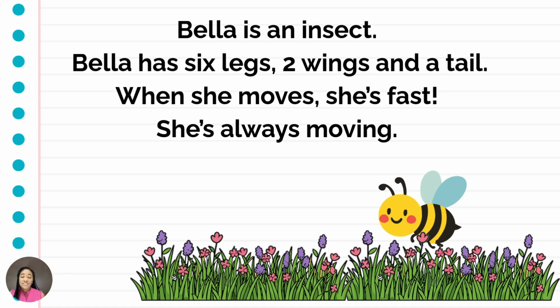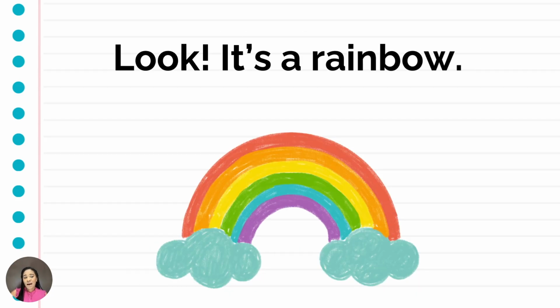Bees have two wings, Bella has two wings, Bella has a tail, and when she moves, she's fast. She is always moving around. Another example is, look, it's a rainbow. And if I say that to you and we are outside, I literally mean there is a rainbow in the sky.